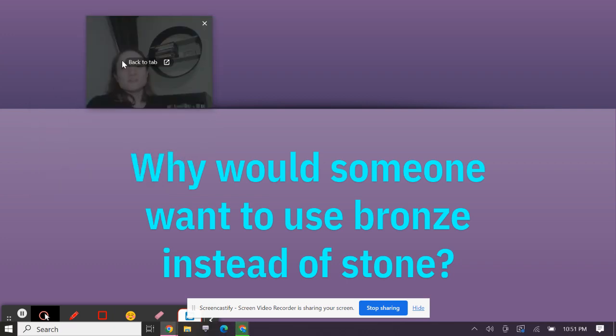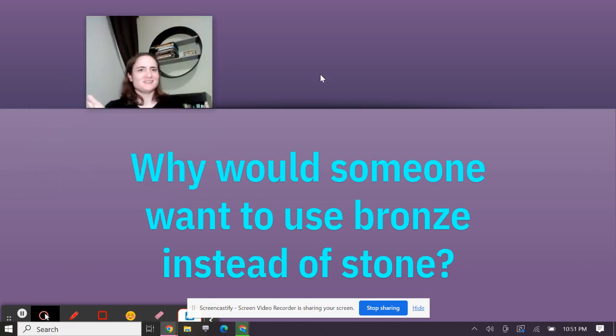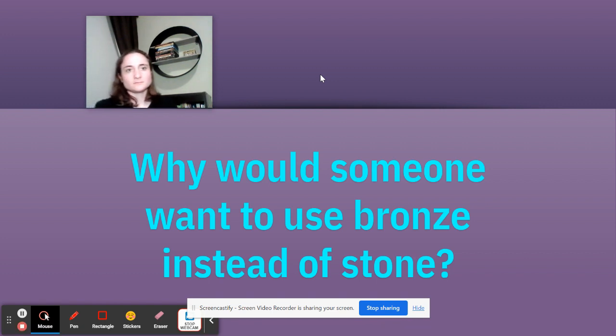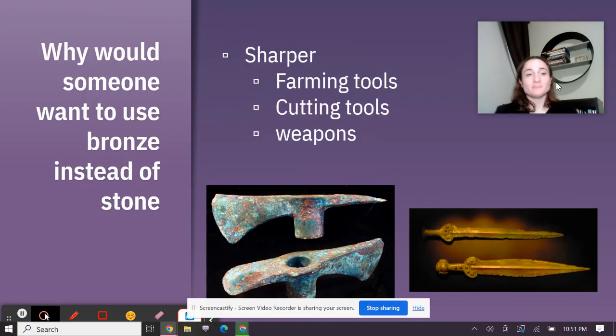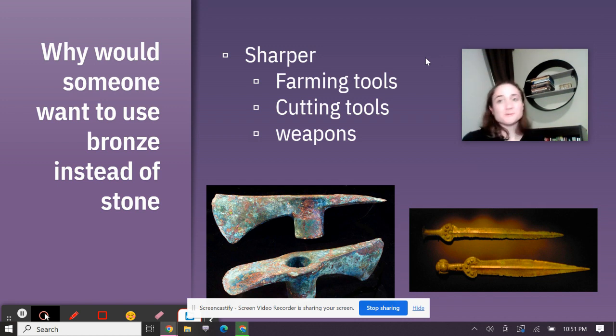So why would someone want to use bronze instead of stone? Sharper. Yep, just sharper tools, both for farming tools, cutting tools, and also weapons.